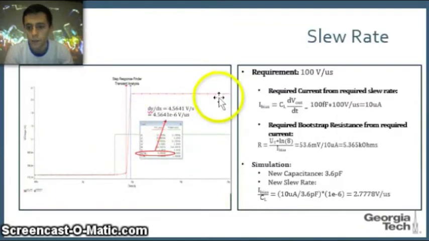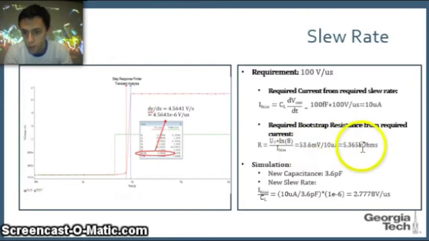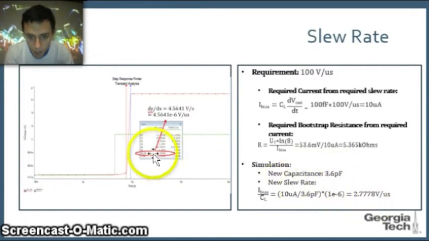Here we'll take a look at the slew rate. The requirement is 100 volts per microsecond, and the current from this requirement is 10 microamps for the biasing. The resistance needed in the bootstrap current source for this bias current is 5.36 kilo ohms. For the simulation, because we needed to fix our stability with phase margin, we had to add capacitance totaling about 3.6 picofarads. So the new slew rate calculation from this is 2.78 volts per microsecond. As we can see from the step response, the actual slew rate was 4.56 volts per microsecond.